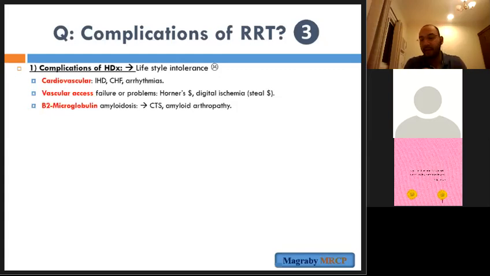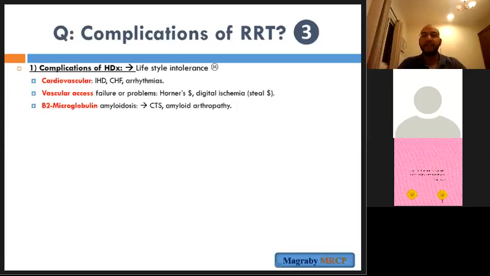Maybe he has a fistula, maybe he has a vermicast kinking fever in the catheterized patient, like this. And what's called beta 2 microglobulin amyloidosis, which will lead to carpal tunnel syndrome and amyloid arthropathy. Plus also the bone mineral disorders, which are associated with the renal patient on hemodialysis.